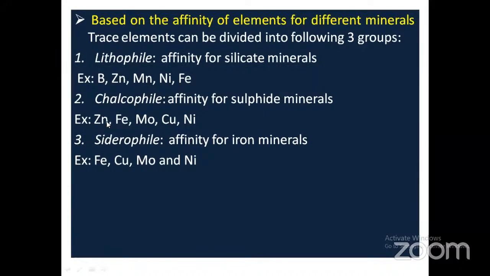Examples are zinc, iron, molybdenum, copper, and nickel. Another category is siderophile. These are the elements that have high affinity for iron minerals. Examples: iron, copper, molybdenum, and nickel. Another category is also there. Which one is left? Any one of you? Lithophile, chalcophile, siderophile. One more is there.